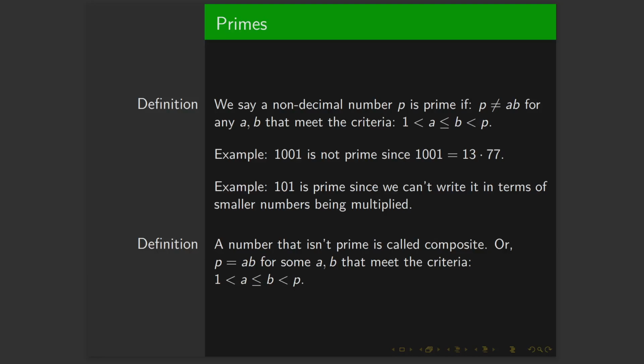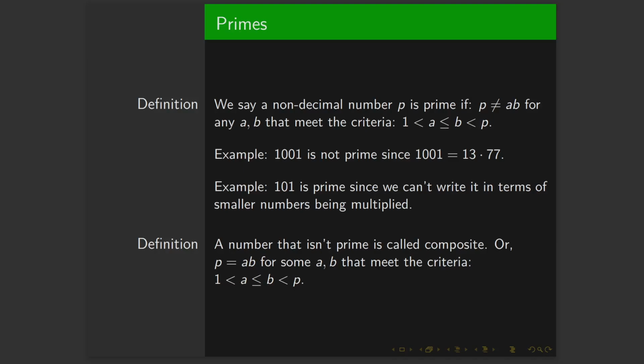Let's just look at a few examples. 1001 is not prime because we can write 1001 as 13 times 77. 13 and 77 are factors of 1001, but 101 has no factors that are not 1 and 101 itself. And we say that a number that isn't prime is composite. So in this case, p is indeed equal to ab, or you can write it as a multiplication of two of its factors, and those two factors are not 1 and not p itself.